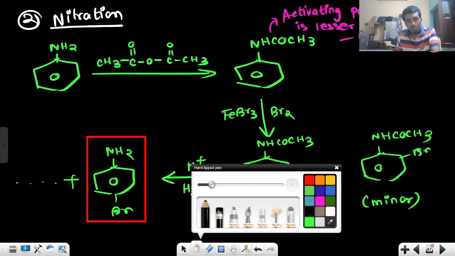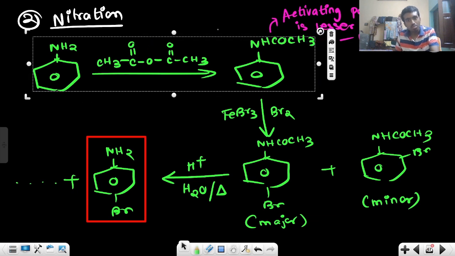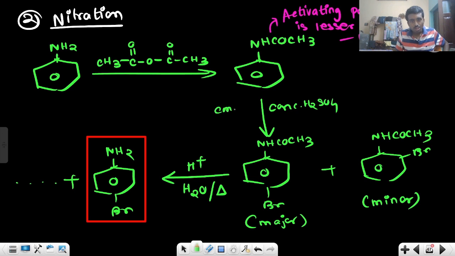Now see here that this part is not changing. The first part will not change. Whatever we have done, that will be the same. What will change is the reagent over here. The reagent will not be FeBr3 and Br2. The reagent is concentrated H2SO4 and concentrated HNO3. I hope you remember class 11 something at least. So what will happen?